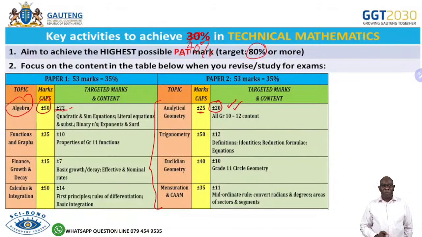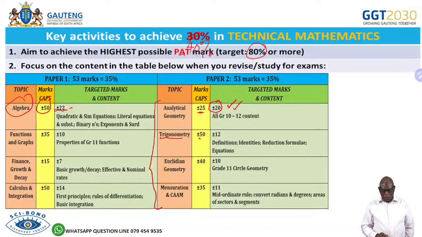In other words, when you're practicing, you must always make sure you look for those 20 marks in analytical geometry. If you practice two or three question papers, then you understand how the question papers are set and how you can get up to 20 marks in analytical geometry.